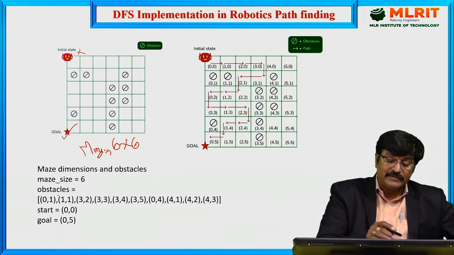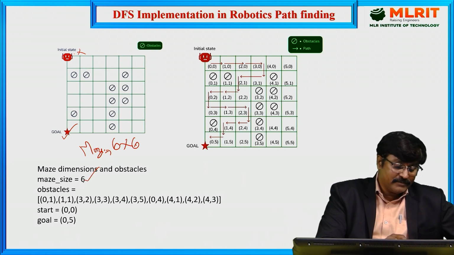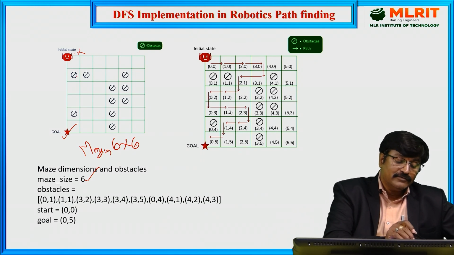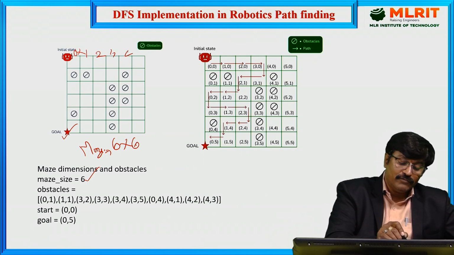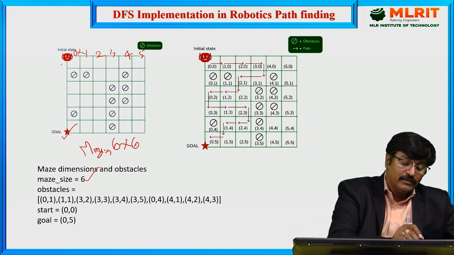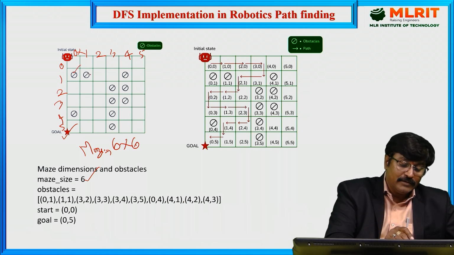So how is depth first search working here? We are defining the maze size as 6, and whatever obstacles there are, you also define in the algorithm. This is 0, 1, 2, 3, 4, 5, a total of 6, and likewise 0 to 5 for the other dimension, so that each location can be identified. Here the obstacles are there, all these are the obstacles.